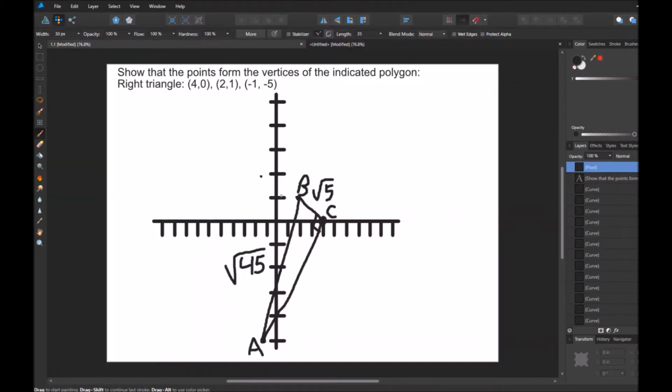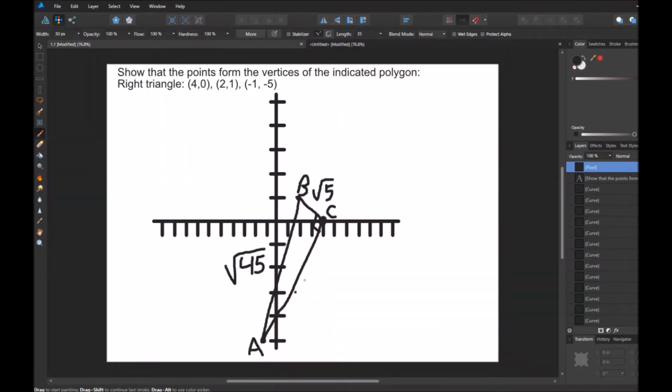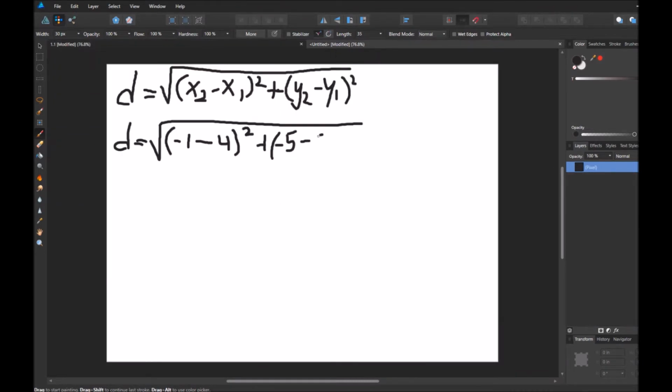And our x1 is going to be 4. And our y2 is going to be negative 5. And our y1 is going to be, let's see, it'd be 0. And then all that's going to get squared.